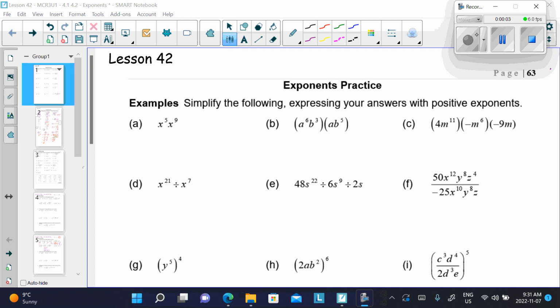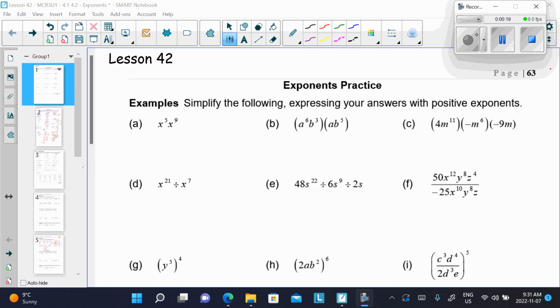Today's lesson is on page 63, and it is lesson 42. I'm going to go through some of the examples on this page, which shows you how to work with exponents, and then I'm going to ask you to hand in page 64 for today's work.